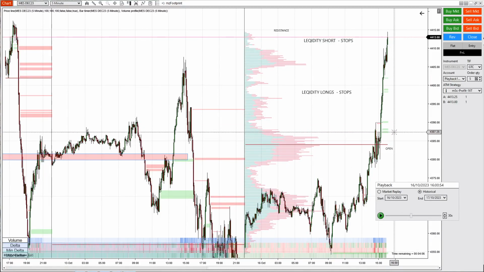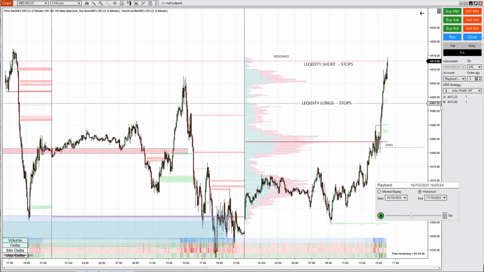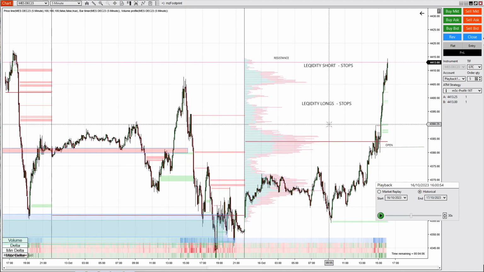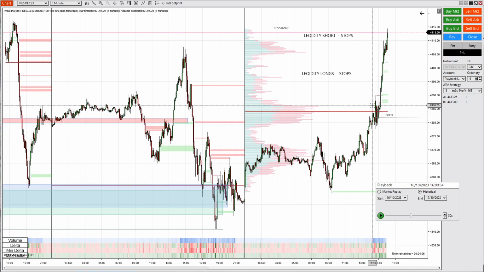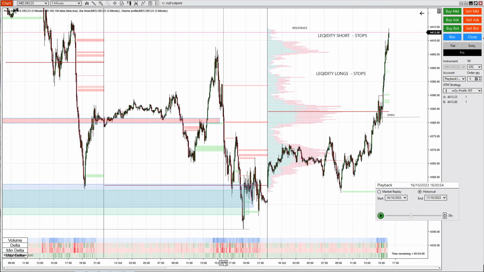So we have a push from open. Here was the open. That's the open. The market decided to push higher. And how do we know where is a top?